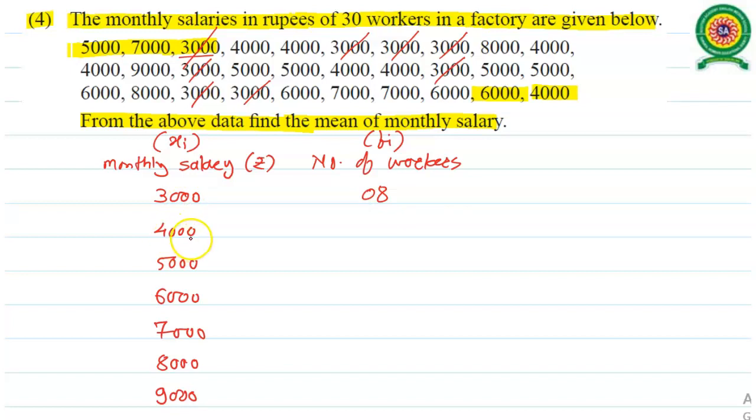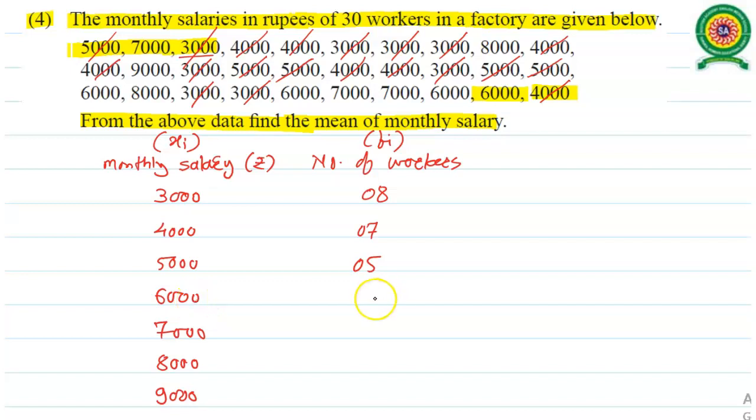Now for the next one, 4,000. Find the number of workers whose monthly salary is 4,000 rupees. So we cross out the 4,000 now. 1, 2, 3, then 4, 5, 6, then 7. So exactly 7 workers have a monthly salary of 4,000 rupees. Now cross out the 5,000. 1, then 2, 3, then 4, 5. That's it. So we have exactly 5 workers whose monthly salary is 5,000 rupees.